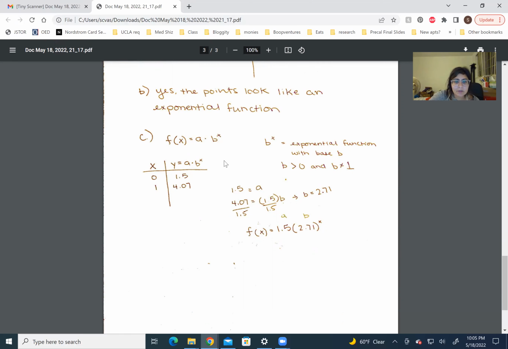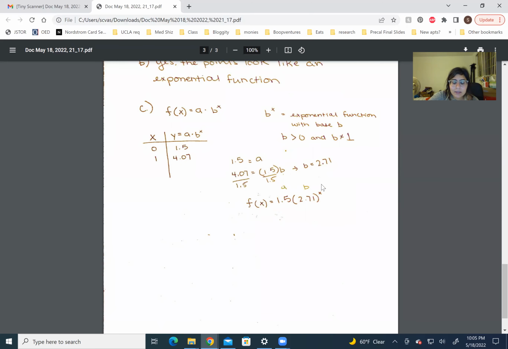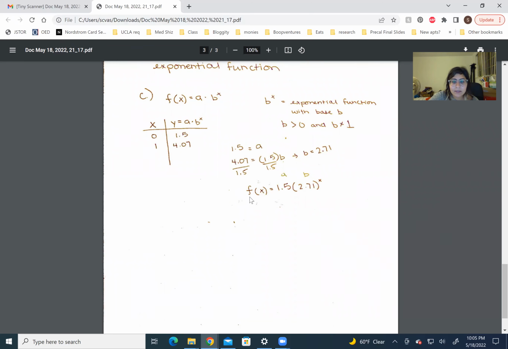So I used 1.5 as A, plugged it into where we have x is 1. Or sorry, y is 4.07, and then solving for B, I was able to get the base number. And this is the equation that I came up with afterwards.